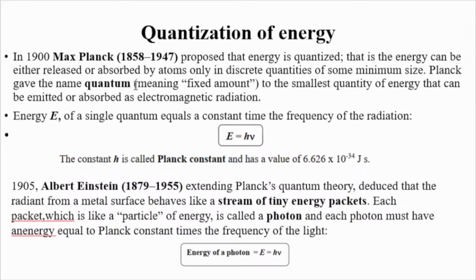Then each packet, which is like particles of energy, is called a photon. This is not a proton, this is a photon. Terms are different. Proton, P-R-O-T-O-N. This is photon, P-H-O-T-O-N. And each photon must have an energy equal to the Planck constant times the frequency of light.